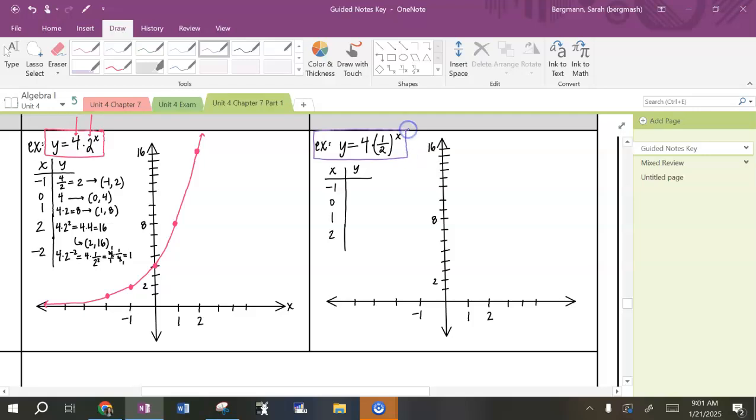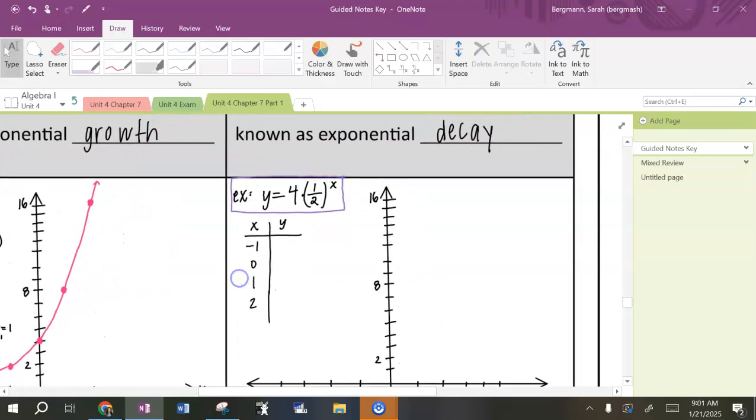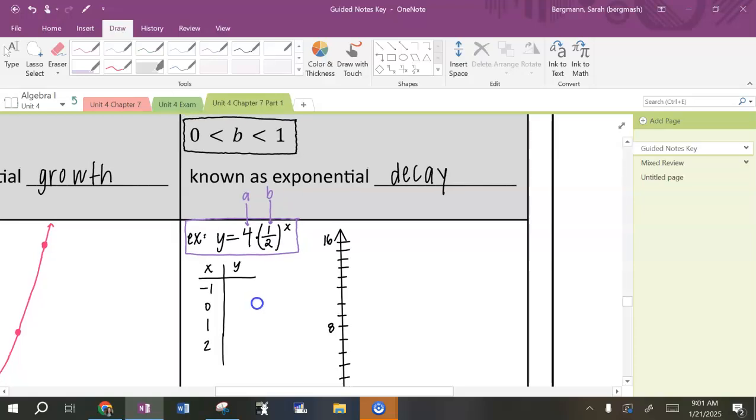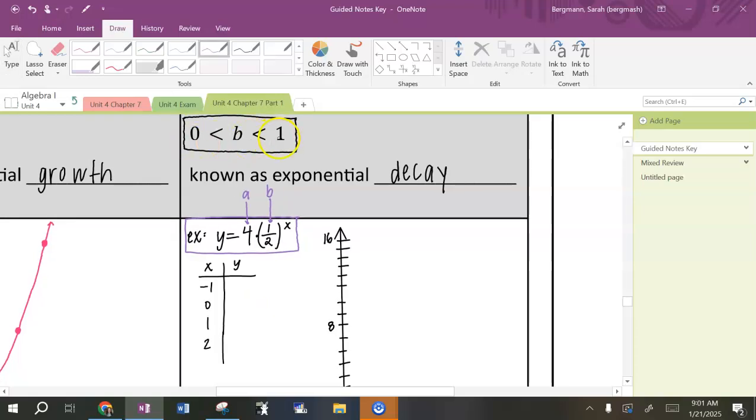Now let's take another example for exponential decay. We could use a similar example where we have an a value of 4, but this time our b value is 1/2. Anytime the b value is between 0 and 1, that creates exponential decay.